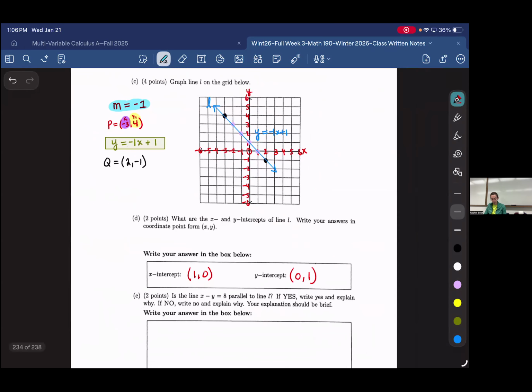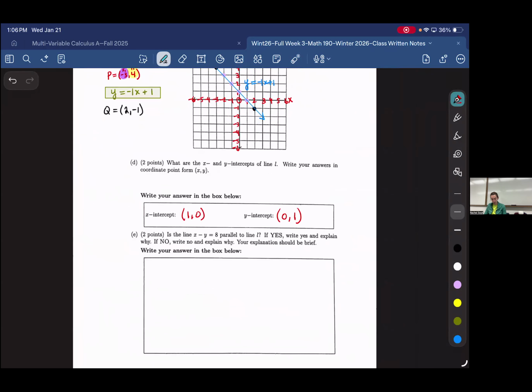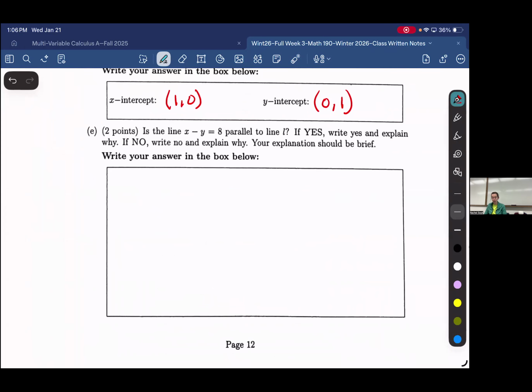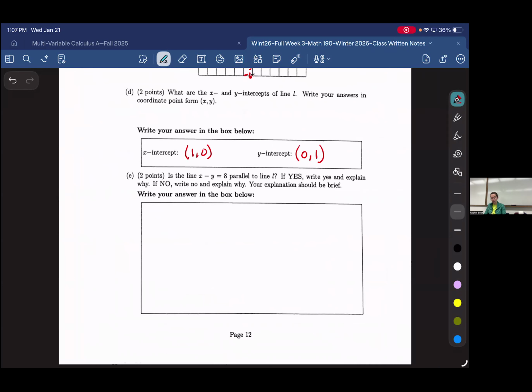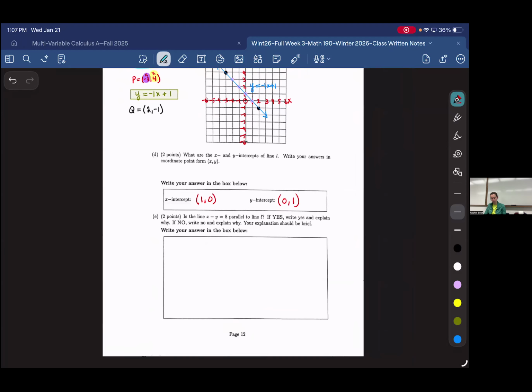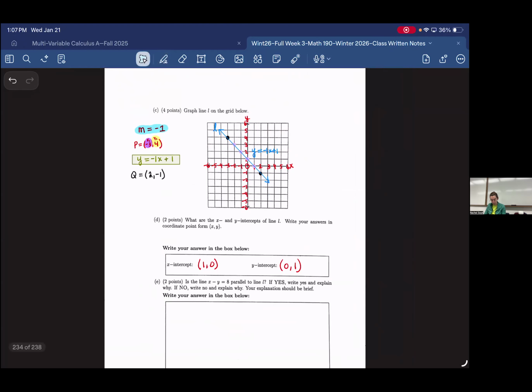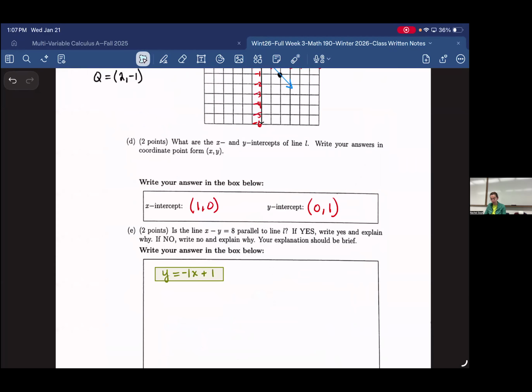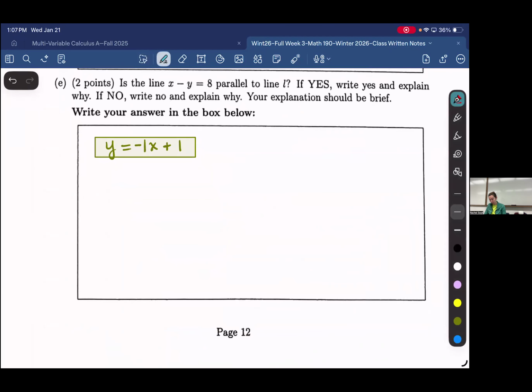And then part E, which I believe is the last part for this question, is the line x minus y equal to 8 parallel to line L? If yes, write yes and explain why. If no, write no and explain why. And keep your explanation brief. So I'm going to once again bring down my current equation, and I'm comparing this to what they give me, this whole x minus y is equal to 8.